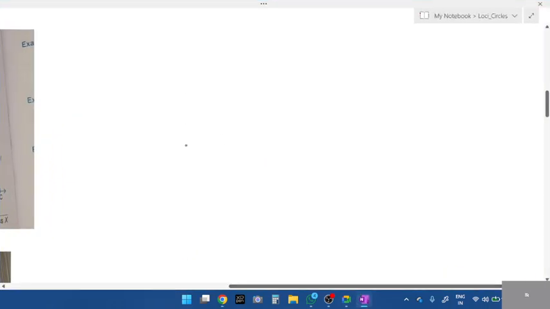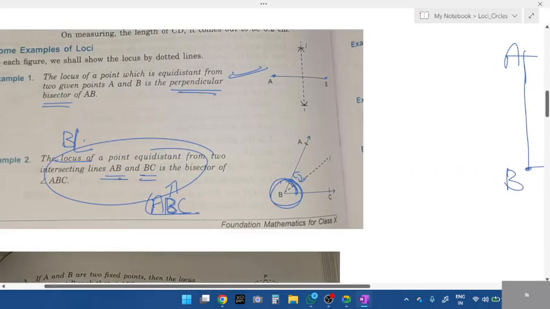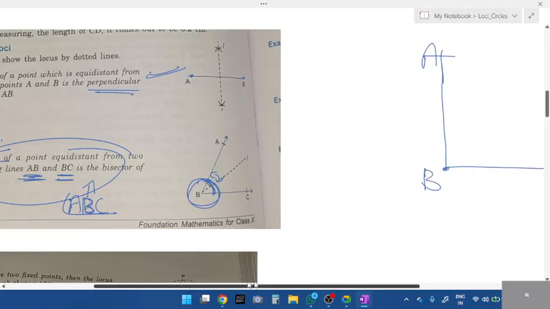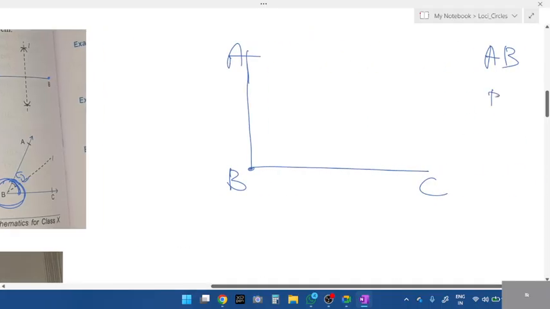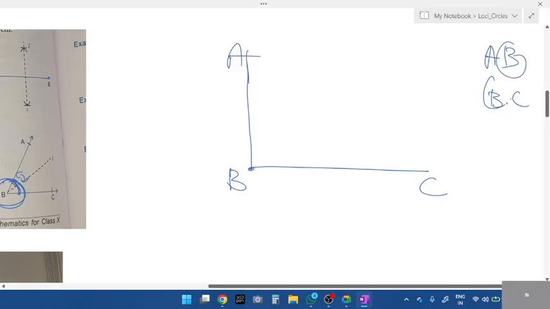Now, this is the right angle triangle ABC. If you want to draw the angle bisector, AB, what is mentioned here, students? The angle bisector lies in between which two points? AB and BC. For both of these, which letter is common? Which alphabet is common? Angle B is common. So take angle B.